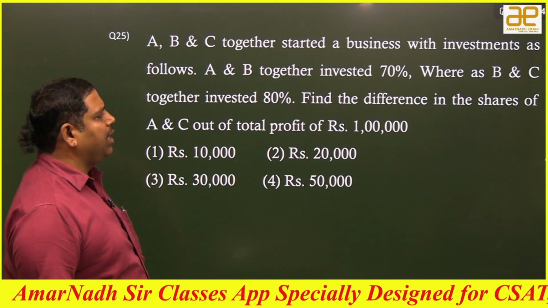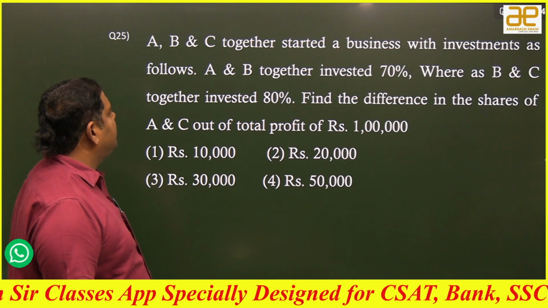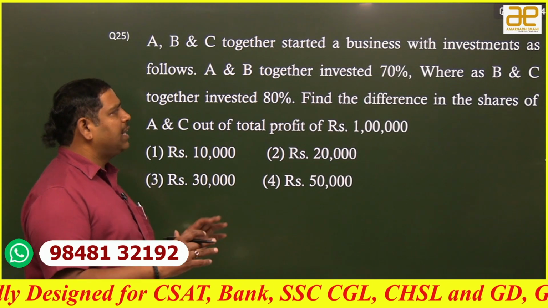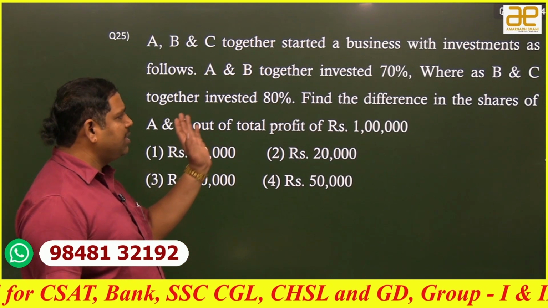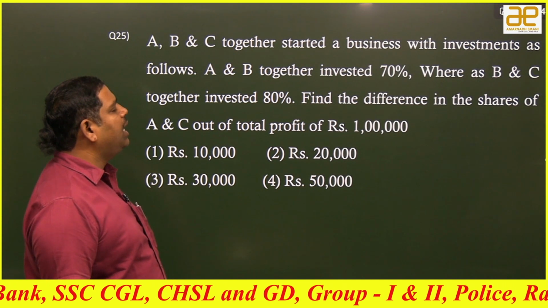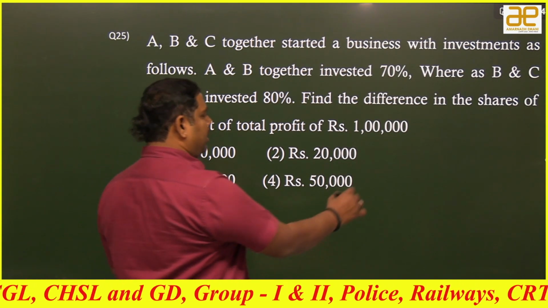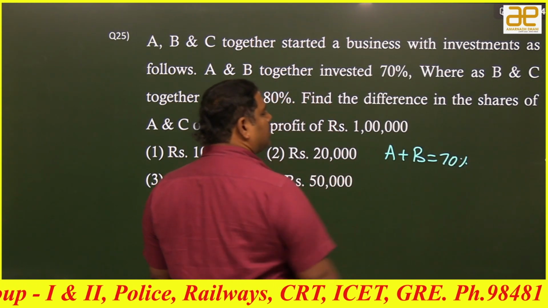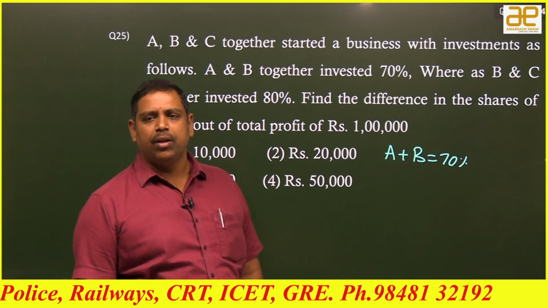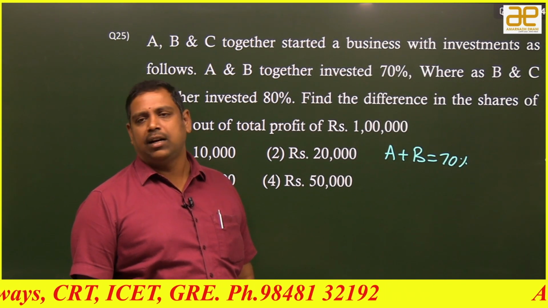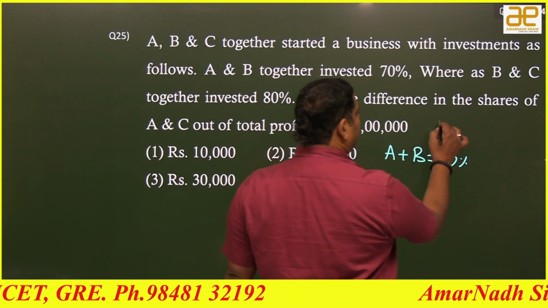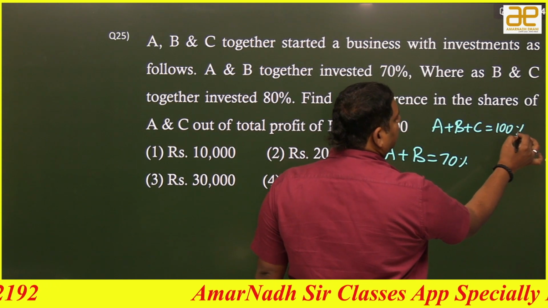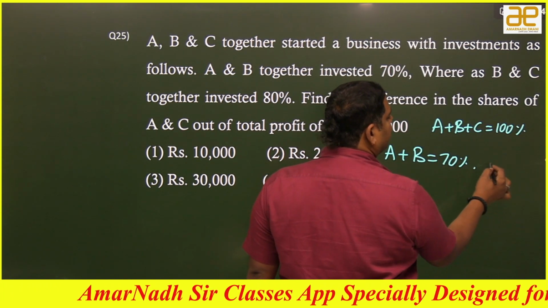Right. So this is a funny question here. A, B and C together started a business with investments as follows. All the 3 members together started the business. A and B together invested 70%. What we can observe from this is that the total investment is 100%. A, B, C all the 3 together is 100%. In that, A and B is 70%, means C is 30%.